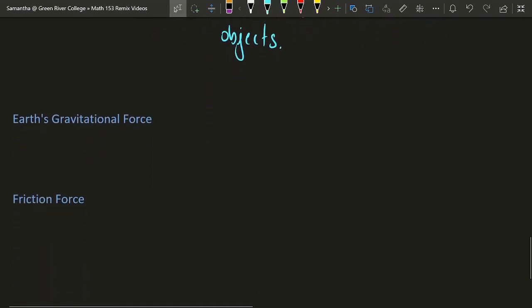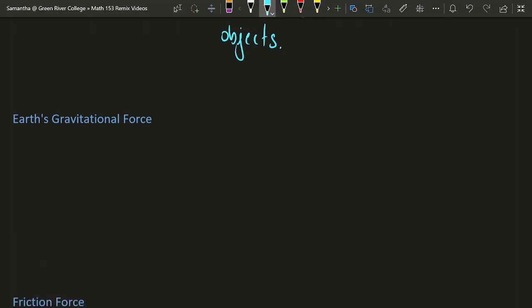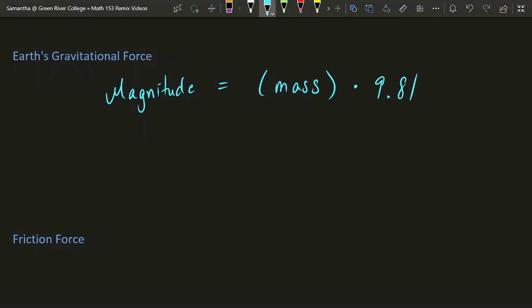Now, in the specific case of the gravitational force exerted by planet Earth on those of us who are close to the Earth's surface, at sea level, the magnitude is equal to the following quantity: the mass of the object that's being acted upon multiplied by this number, 9.81. This number, nicknamed lowercase g, is referred to as the acceleration due to gravity.